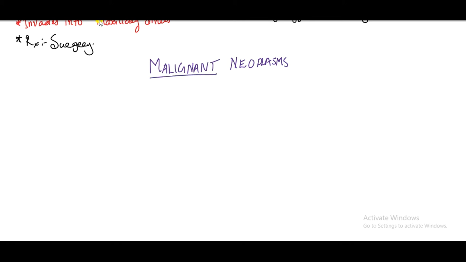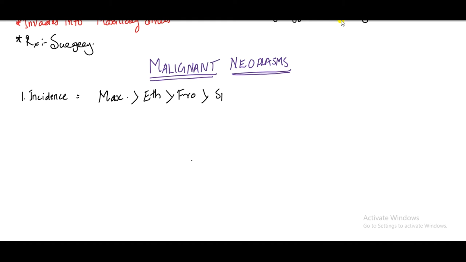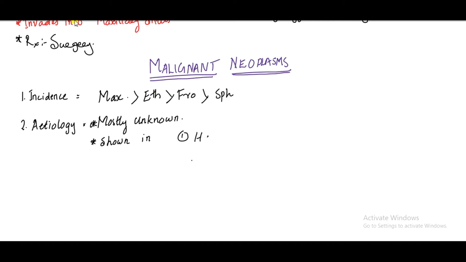Next, we can study the malignant neoplasms of the paranasal sinuses. Malignant means it has no well-defined boundary, and it has the potential to spread into many regions. The incidence of malignant neoplasms in paranasal sinus is most commonly maxillary, then ethmoidal, then frontal, then sphenoidal. The etiology is mostly unknown. Malignant neoplasm of paranasal sinus is associated with people who work in the hardwood furniture industry, nickel refining industries, the leather work industry, and also manufacturing of mustard gas.